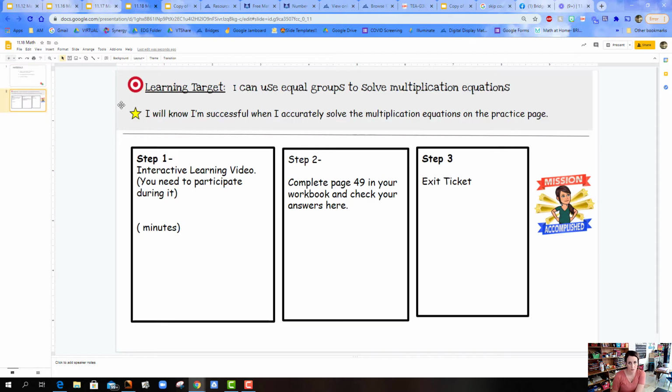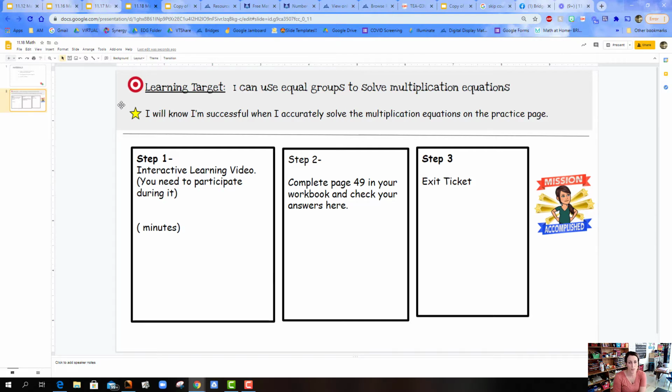Okay, so today we're going to learn another strategy. We're going to learn how to use equal groups or arrays to solve multiplication equations. We've learned how to look at an array and solve the multiplication equations, but we haven't really learned how to make equal groups or arrays on our own, which is what we're going to be doing today.